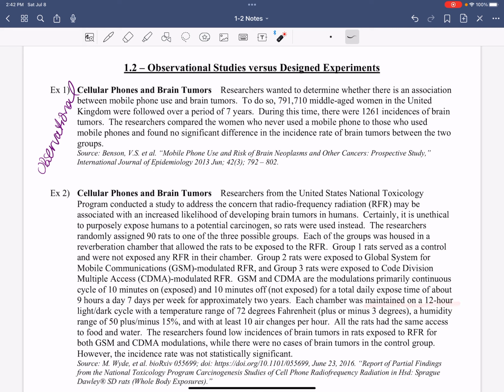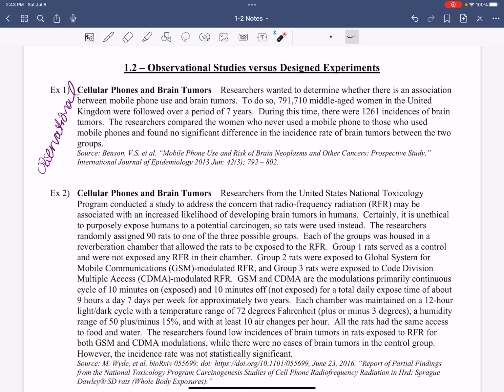Each chamber had 12-hour light-dark cycles. The temperature was regulated. The humidity was regulated. Their air was changed out 10 times per hour. All the rats had the same access to food and water. And then the researchers found low instances whenever they were exposed to the different types of radiation, and no cases in the control group. However, the incident rate was not statistically significant.